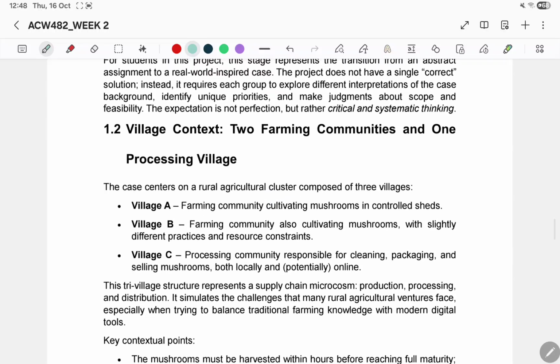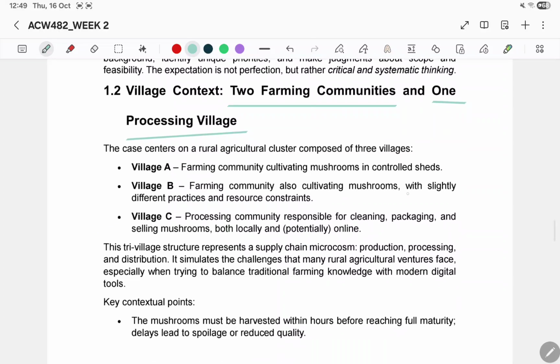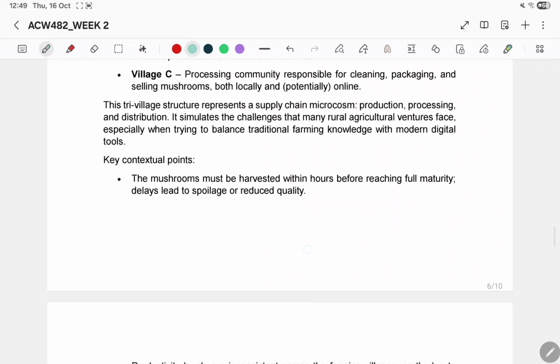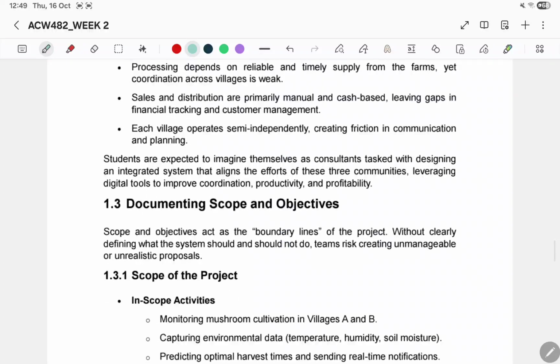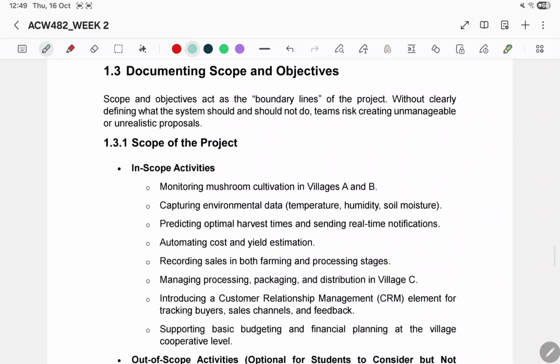Let me just review through. There are 2 farming communities and 1 processing village. So you're going to have 2 farming. Can you just look at here? There's farm, and then the processing. So over here, I highlighted all the points. These are all examples.